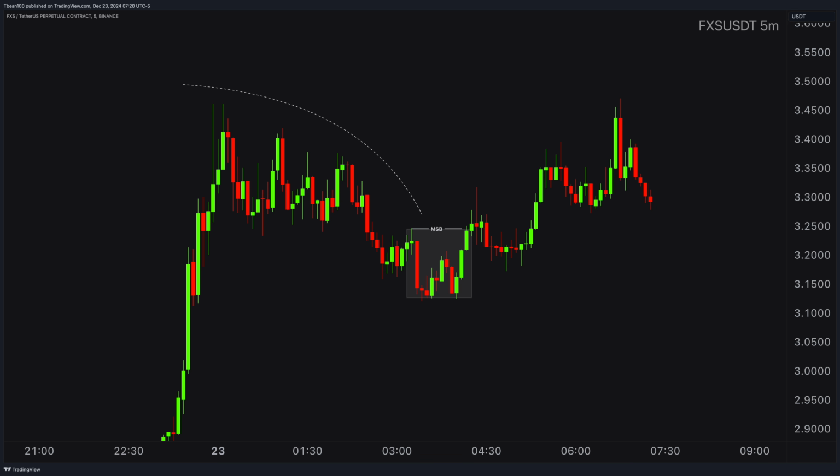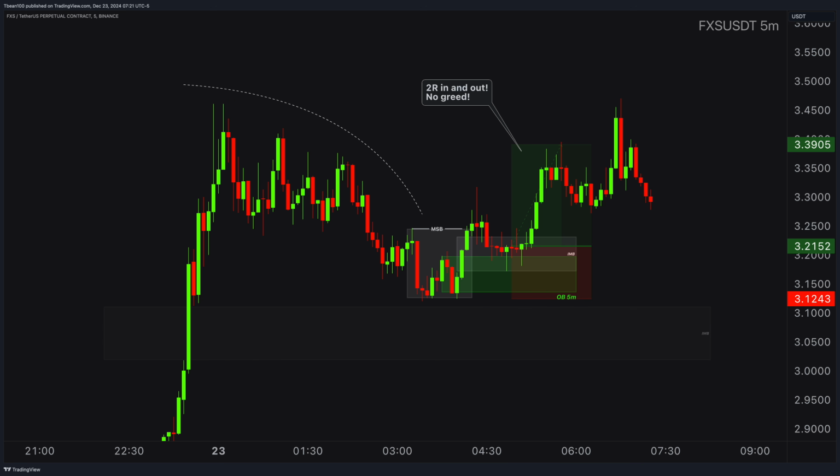Do you remember the weekly chart in the beginning of this video? Exact same thing happens here, and an inner imbalance with order block. 5-minute or weekly chart has no difference. It is just fractal price action. This is where you build your 2R in and out setup without any greed, because we do not know what will happen in the future. In the trading markets, we need to get out as quick as possible after our trades are done.